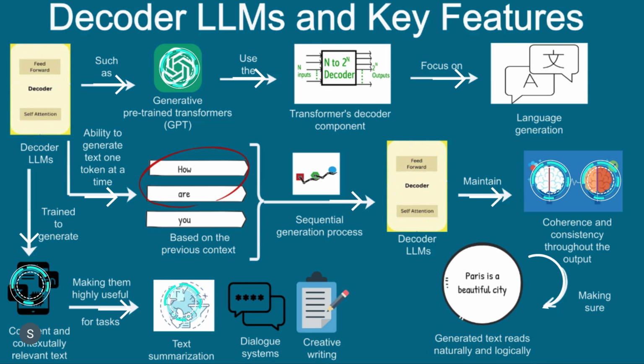The key feature of decoder LLMs is their ability to generate text one token at a time, based on the previous context. With this sequential generation process, decoder LLMs maintain coherence and consistency throughout the output, making sure that the generated text reads naturally and logically.